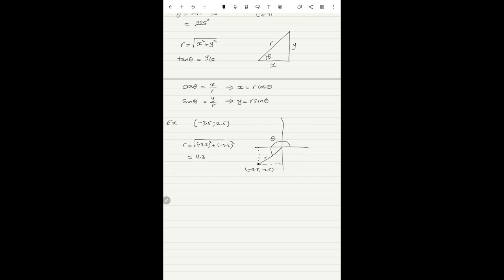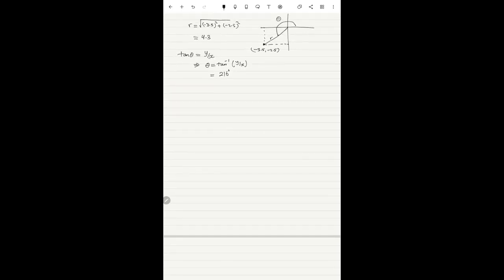And tan theta equal to y over x. In this case here, theta equal to tan inverse y over x, which equal to, in this case, 216 degrees. Let's double check. Theta, it's in the third quarter. Yes, it is there. And r, it's equal to 4.3 units.